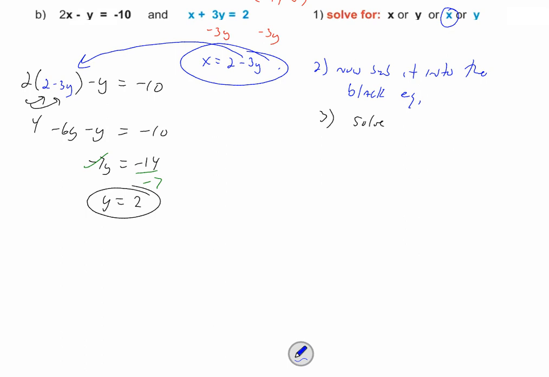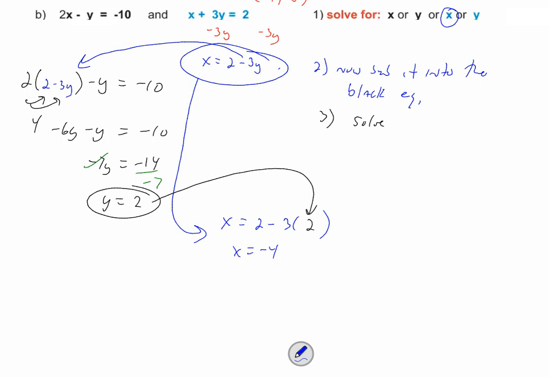Where do I go from here? Just talk it, say it. You can all be talking. What do I do next? Sub it in where? Sub it into the y in the circled equation. That's the easiest one, the easiest way. All right. You have a positive 2 and a negative 6 for a grand total of negative 4, right?